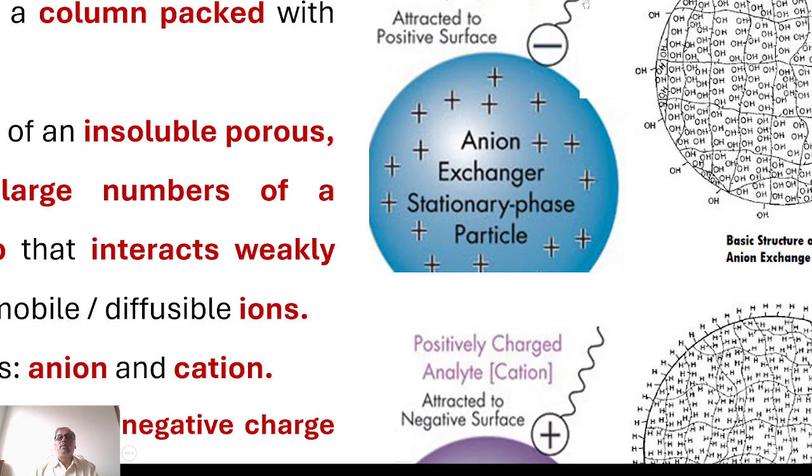So what happens when sample molecules enter? Positive charge molecules will move away as such, neutral molecules will move as such inside the column, whereas the negatively charged anions will compete with this already existing anions and it will exchange. So this anion will get exchanged with the sample anions.